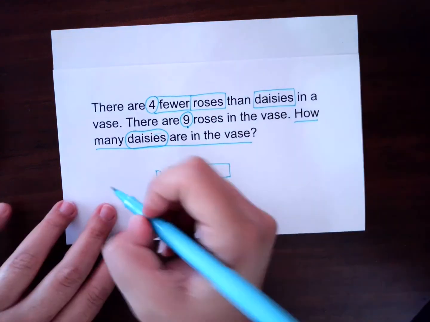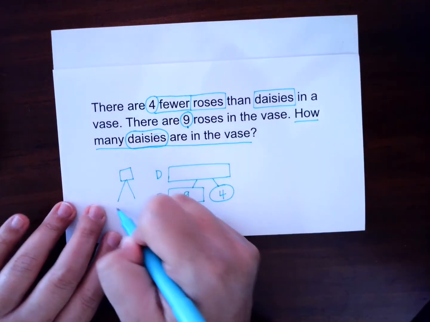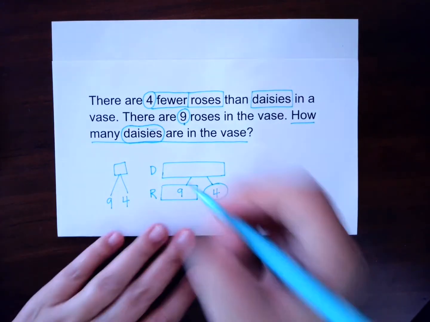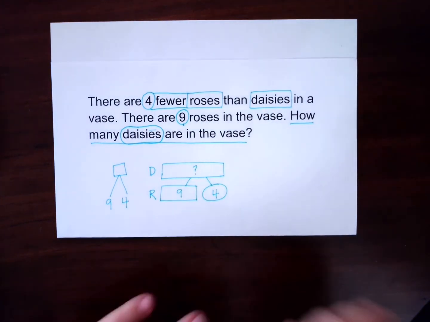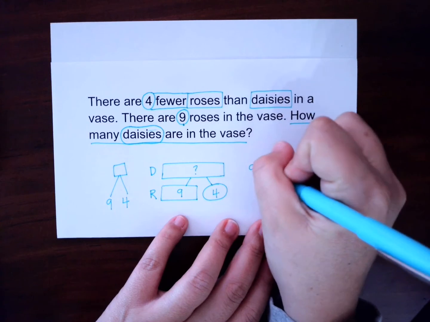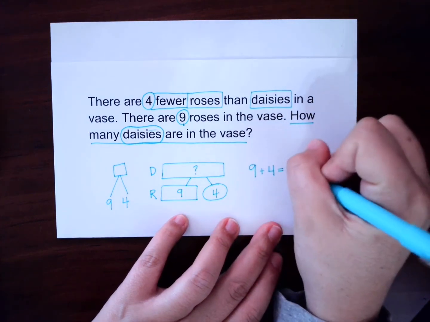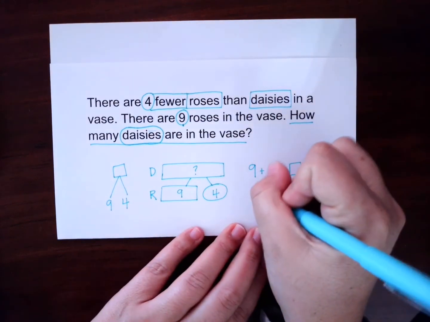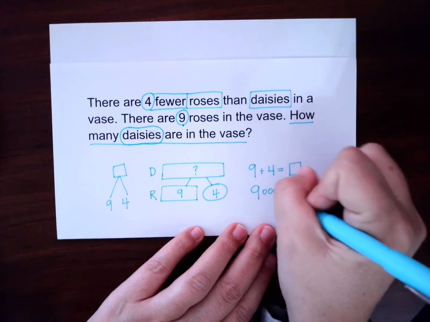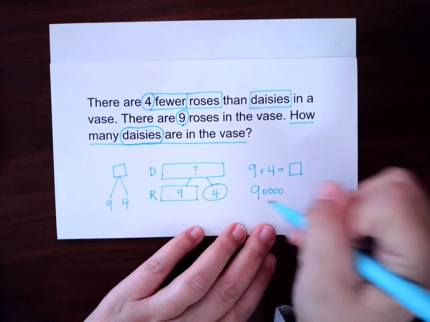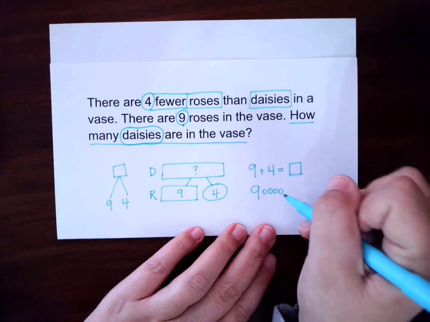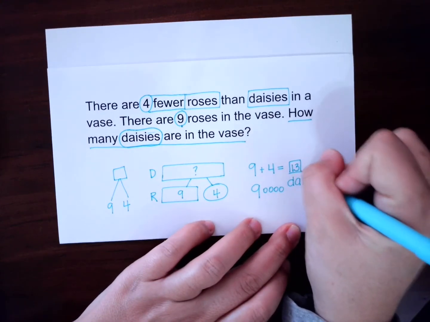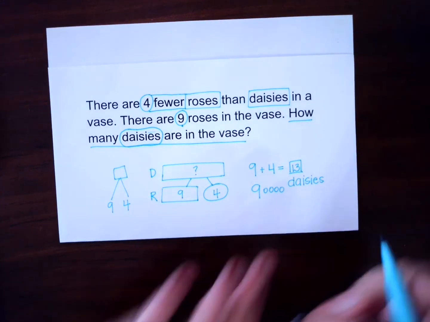Now I'm going to pretend that this is a math mountain. And if I was solving this math mountain, I know that these are 2 partners, and I would have to add to find my total. So I have 9 plus 4 equals box, and I would solve that by writing a 9, drawing 4 circles, and I could count on 9, 10, 11, 12, 13 to get an answer of 13, and my label is daisies.